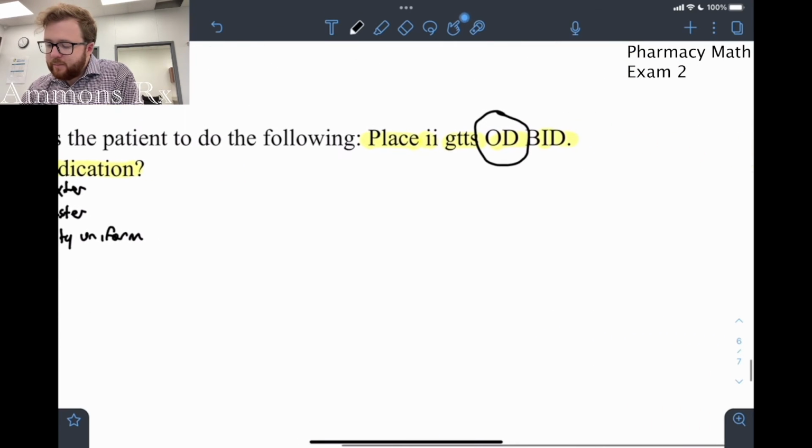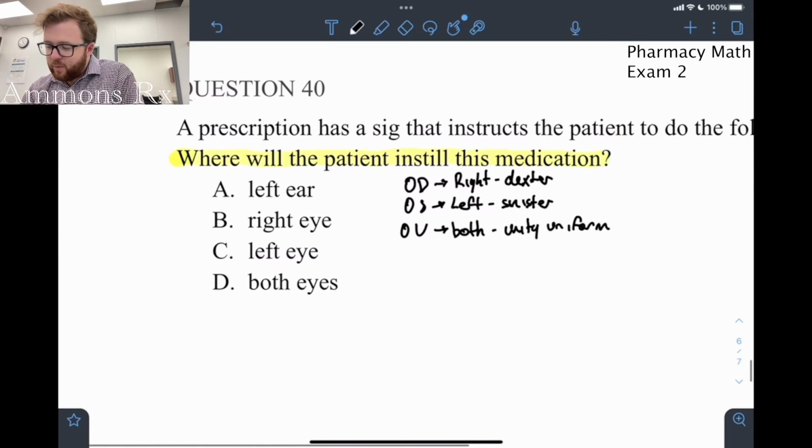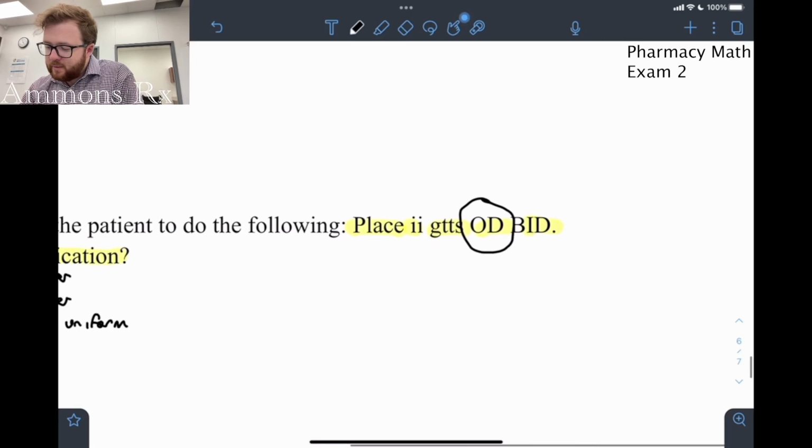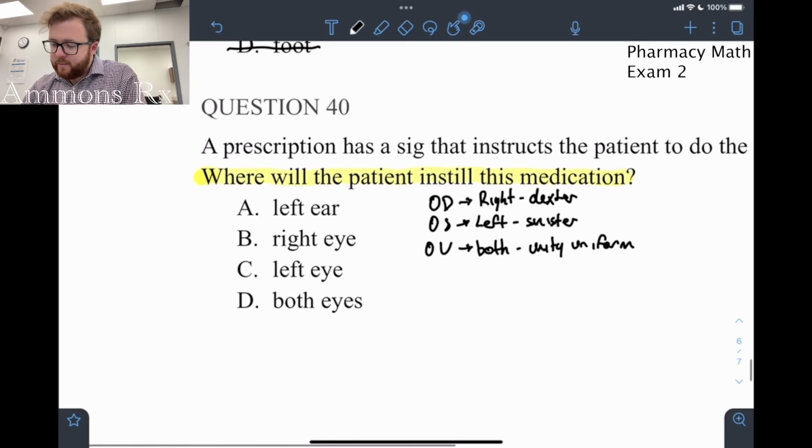But if the patient is going to be putting it in their OD, that's going to be their right. And what does O mean? Ophthalmic or optic, or eye. Okay? So it's going to mean their right eye, right?